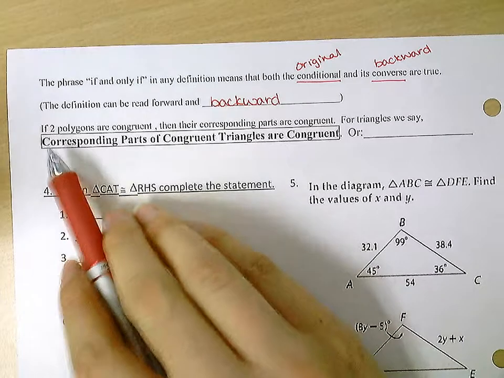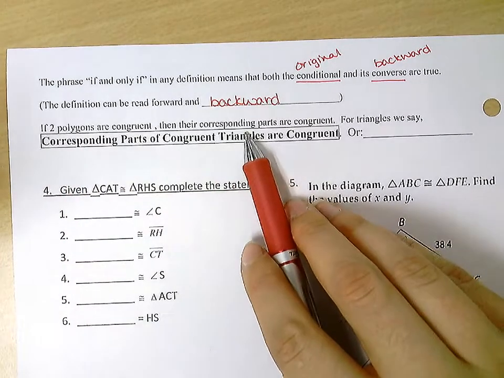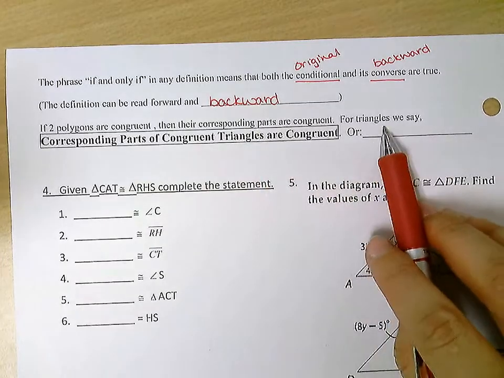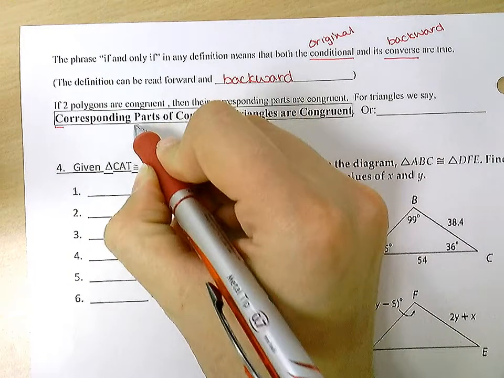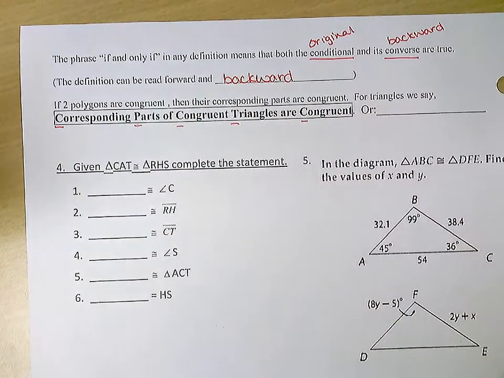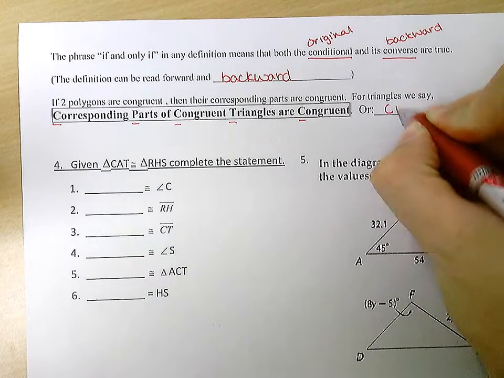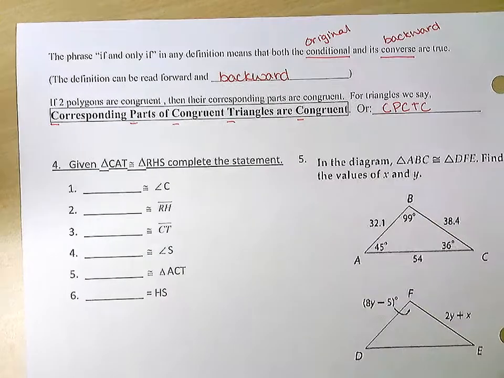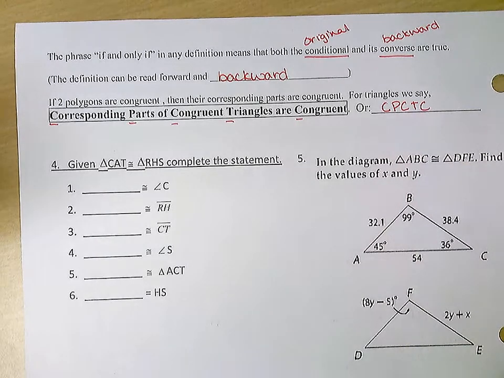Okay, so if we have two polygons that are congruent, then their corresponding parts are congruent. For triangles, we say corresponding parts of congruent triangles are congruent. We state this as CPCTC: corresponding parts of congruent triangles are congruent.